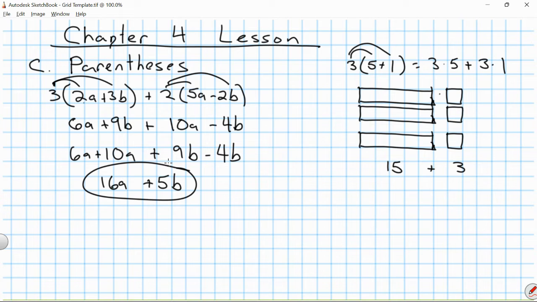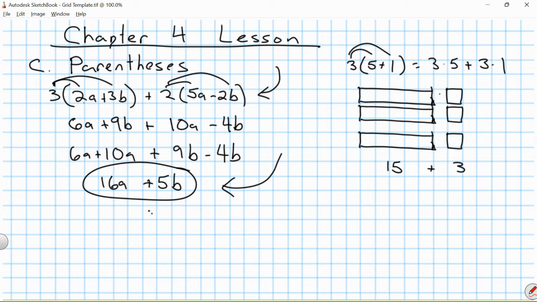And by the way, if I tell you A is 2 and B is 7, you could plug that in here, and you could plug that in here, and you would get the same result. These are equivalent expressions. One is just a lot easier to work with, right? Yeah, this one's a lot easier. Spoiler alert, it's this one. So that's how we deal with parentheses: we distribute the thing that's out in front of the parentheses.